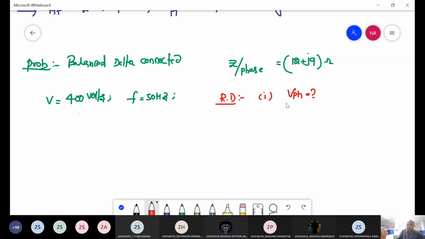V phase. Second one, what we have to calculate? Line voltage, VL. Third one, current in each phase. So we need phase voltage, line voltage, and current in each phase: V phase, VL, then I phase and IL. So the circuit is like this. Here I am drawing that.